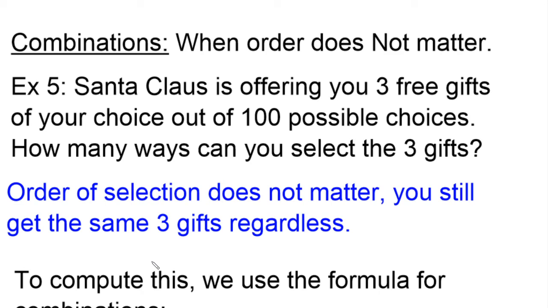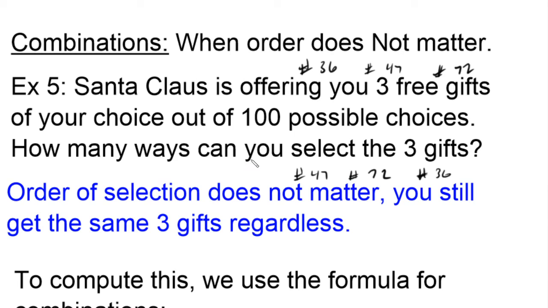Now, here is why this is a combination and not a permutation. Let's say in your very meticulous selecting you select gift number 36, gift number 47, and gift number 72. If you selected those gifts in that order, it would not matter to you if you had selected them in this order or in this order: number 47 first, number 72 second, and number 36 next. Why would that not matter? Well, because at the end of the day, you still got the 3 free gifts. You still got the same gifts. You're still taking them home. It doesn't matter. So in this case, the order of selection does not matter, making it a combination.